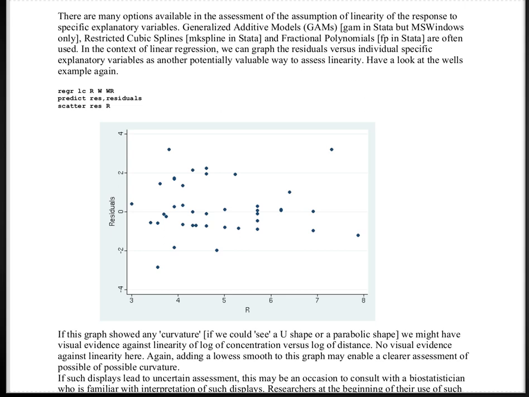So one more way in which we can assess an assumption is if we graph the residuals versus a measured explanatory variable. And here, we can graph the residuals versus the fitted values, and that's usually for detecting non-constant variance. However, if we graph the residuals versus a measured explanatory variable, like the log of the distance from the road, then we would also be interested in whether we see any curvature.